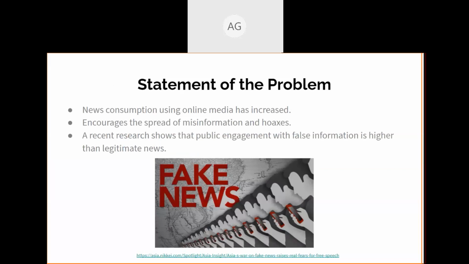The first slide focuses on the statement of the problem. News consumption using online media has increased exponentially in modern society due to cheaper cost, easy accessibility, and rapid dissemination of information. However, it also encourages the spread of misinformation and hoaxes. If we see the current situation, COVID-19 has affected our daily lives to a much greater extent. A recent research report of Science Daily blog showed that public engagement with false news is higher than with legitimate news from mainstream sources, which makes social media a powerful channel for propaganda. Therefore, fake news detection has become an important issue in this modern society.